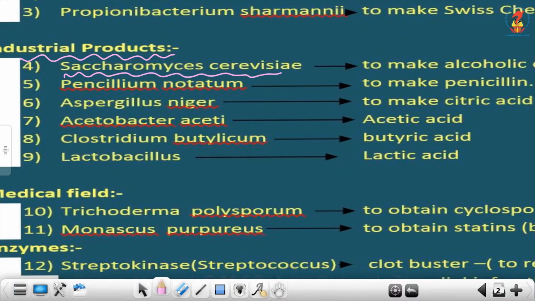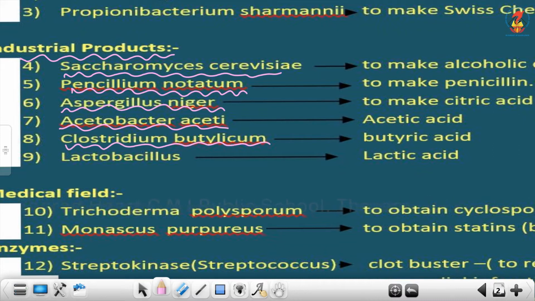Next, Penicillium notatum is used to make penicillin, which is an antibiotic, to treat bacterial diseases. This is obtained from a fungus, Penicillium notatum. The antibiotic is penicillin, very, very important, and Alexander Fleming got the Nobel Prize for the same. Then Aspergillus niger is used to make citric acid. Then Acetobacter aceti is used to make acetic acid, vinegar, which we use in our house. Then Clostridium butylicum is used to make butyric acid, and Lactobacillus again to make lactic acid.